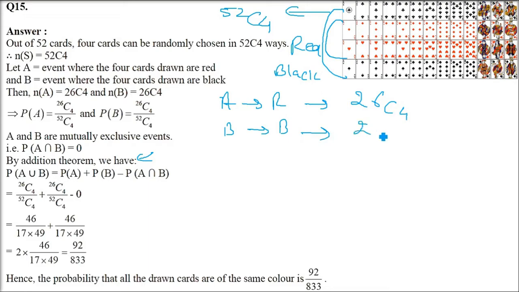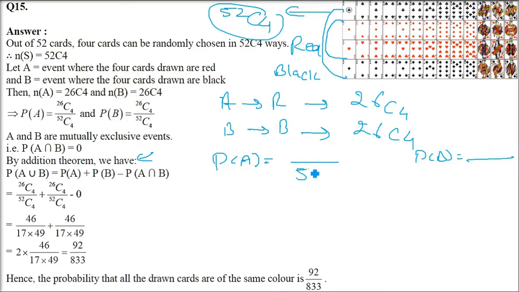These are the favorable cases. Again, 26 cards are there and 4 are drawn, and they have to be of the same color. So for black, 26C4 again. So probability of A will be what? As I said, 52C4 will remain for both of these. So for probability of A and probability of B, just put 52C4 in the denominator. The numerator has to be 26C4.